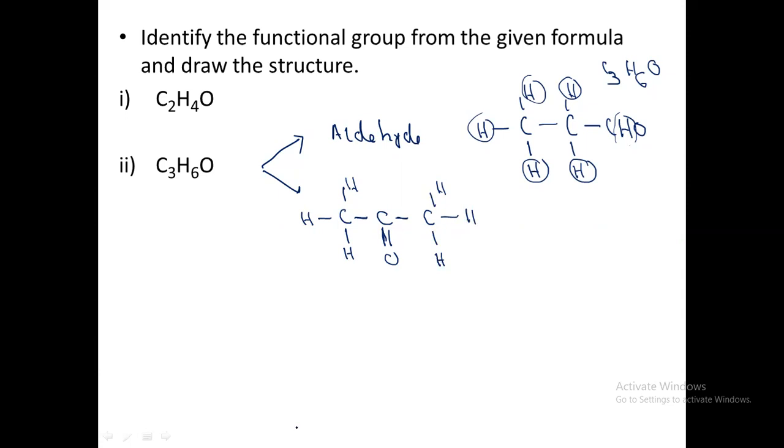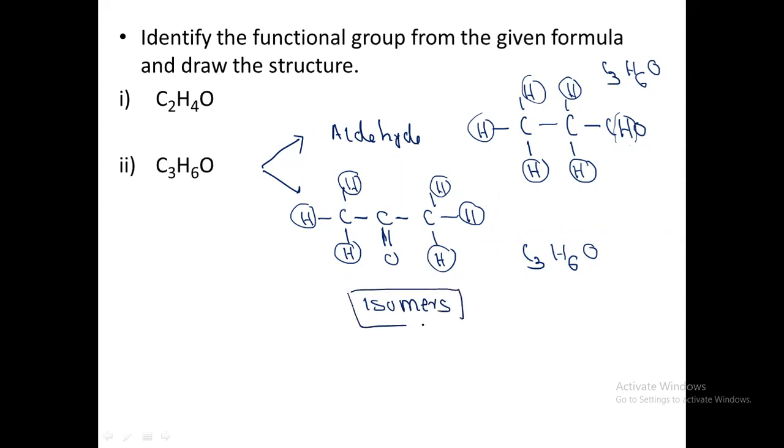Now count the hydrogens. It's very clear that 3 carbon is there. How many hydrogen? 1, 2, 3, 4, 5, 6. H6. How many oxygen? 1 oxygen. So with the same formula, both aldehyde and ketone are present. Same formula, different structure. So these two compounds are isomers, examples of isomers. With the given formula, you can draw 2 isomers: one is a 3 carbon aldehyde, one is a 3 carbon ketone.